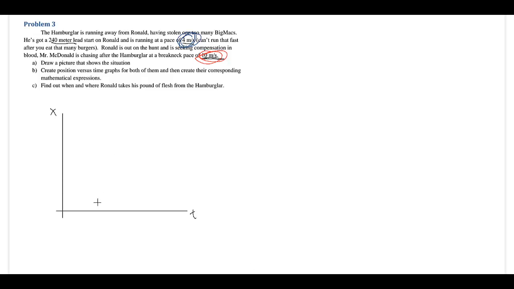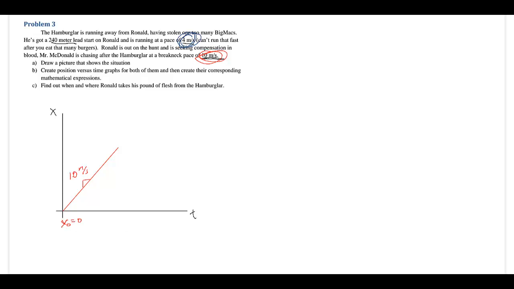So our position versus time graph for both is going to be constant. Let's say that, based on the picture, Ronald starts at 0, so we'll start him at the axis, at the origin, and he is moving faster than the Hamburglar, so we have to make sure that his slope is obviously bigger than the Hamburglar's. And we can show a little indicator here that this slope is actually 10 meters per second, with his x initial equal to 0.